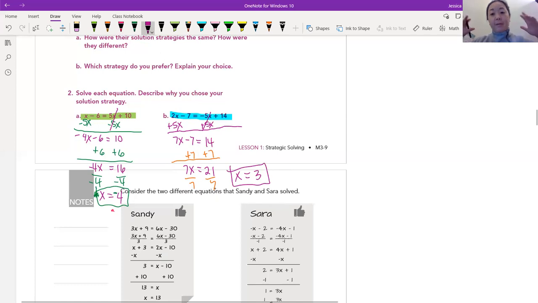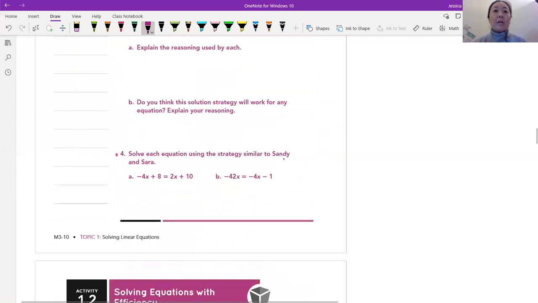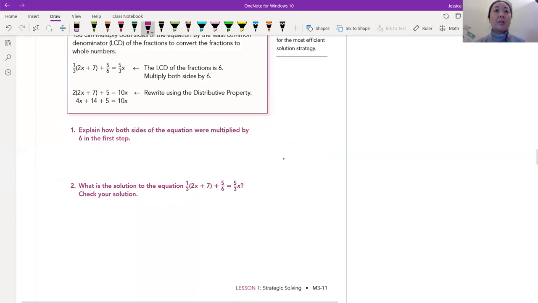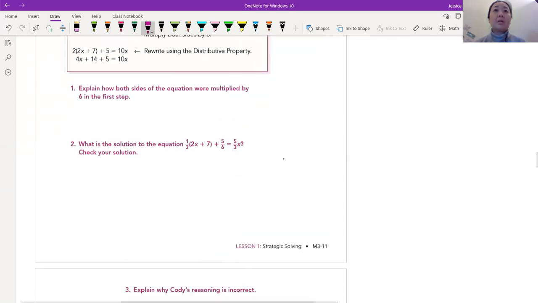There we go. And if you want to try, do minus 2x first, right? Instead of add 5x, see if you get the same answer. It's a good way to practice. I'm just going to do one more question here. Let me just see here.